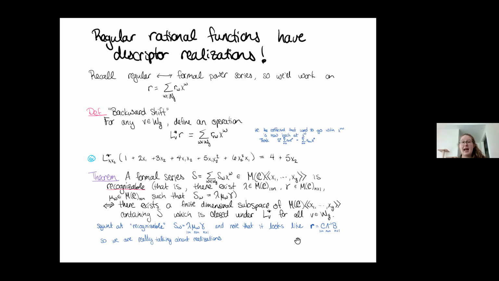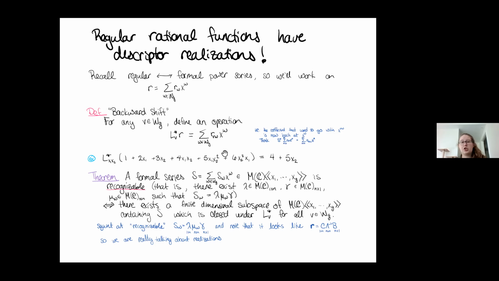So the key then is that regular rational functions have descriptor realizations. So you can build yourself a realization for a rational function this way. And this is kind of what Merrick was talking about earlier. If you want to know whether or not you've got a rational function, you want to say, okay, what's its realization look like?